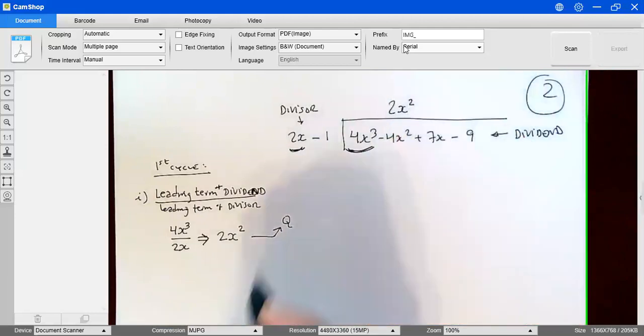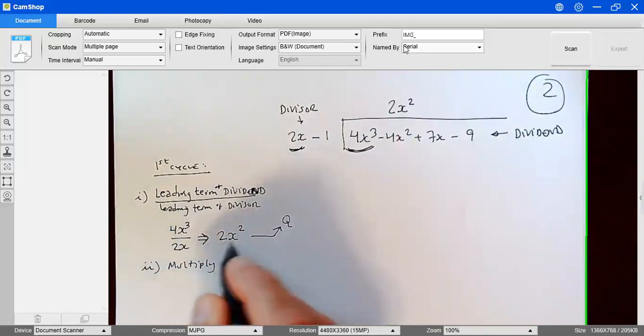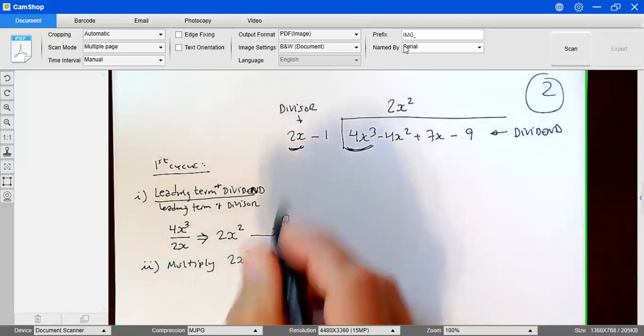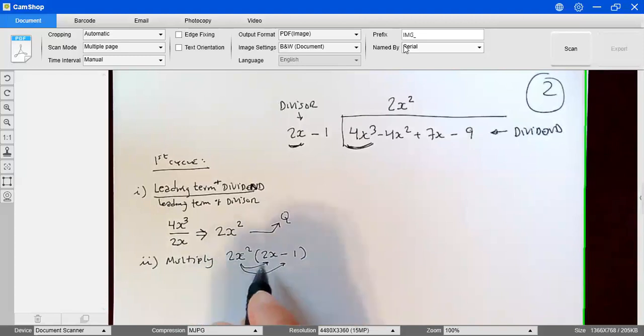here. And then the next step, we're going to multiply this term, 2x squared, by the divisor, the entire divisor. So we copy the entire divisor. So we now apply the distributive property here to do this multiplication. So we're going to have 2 times 2 is going to be 4x cubed, and 2 times negative 1 is going to be negative 2, and then x squared.